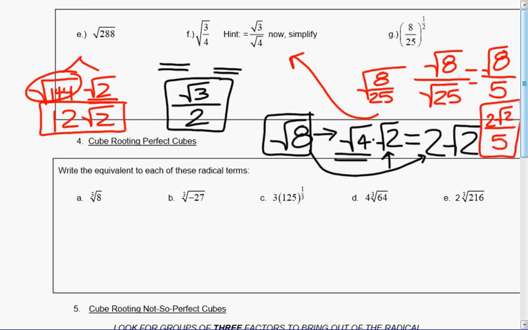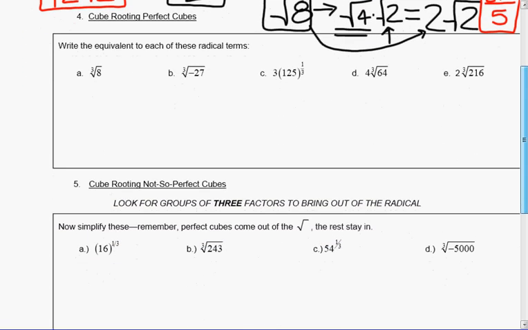And I'm sorry that it's right in the little corner right there, but as a math teacher, we're going to write wherever we can. All right, moving along to section 4. Hope that you guys got that right when you worked on it on your own. Section 4 is cube rooting perfect cubes, okay? So the directions state, write the equivalent to each of these radical terms, okay?